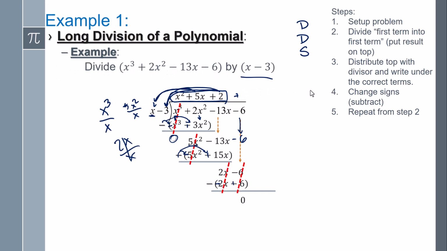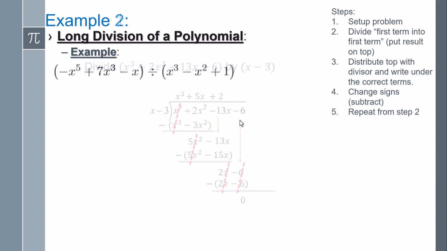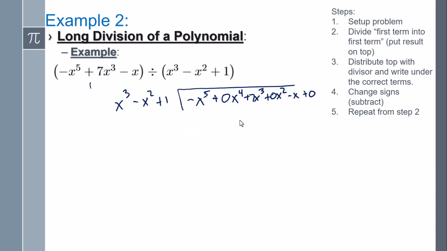So if you look at that previous problem, I was able to line up the cubes, I was able to line up the squares, I was able to line up the x's. Well, if you don't put placeholders, you might divide and then there's no place to put it. And so that's why you need the placeholder. So now you have some place to put it. So going through the steps, remember, divide, distribute, subtract.